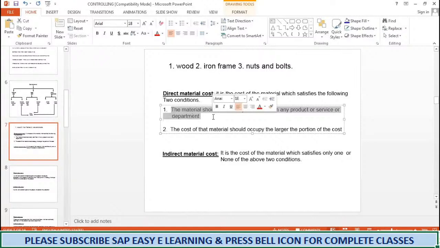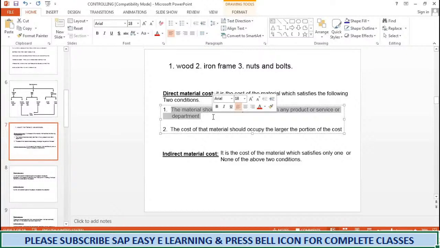Then, the cost of the wood will occupy a larger portion of the total cost of the product. For example, if the cost of the computer table is $100, the cost of the wood will occupy a minimum of $25 to $30. So it is occupying a larger portion of the total cost of the product. So the wood is satisfying both the conditions. So wood is called direct material, and the cost of the wood is called direct material cost.